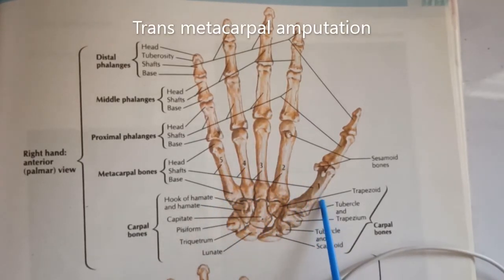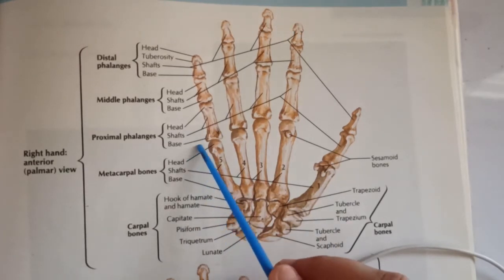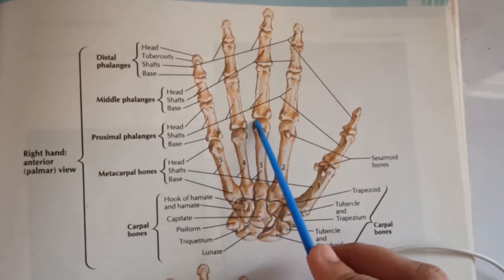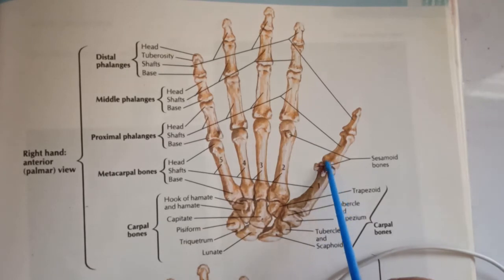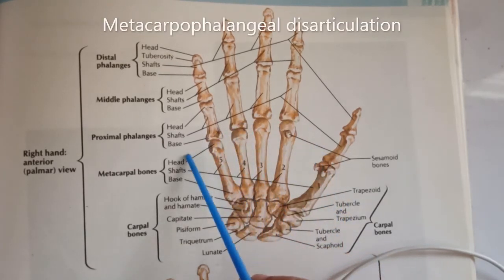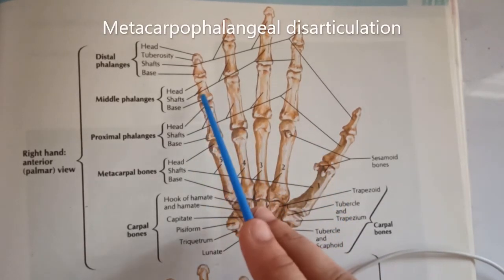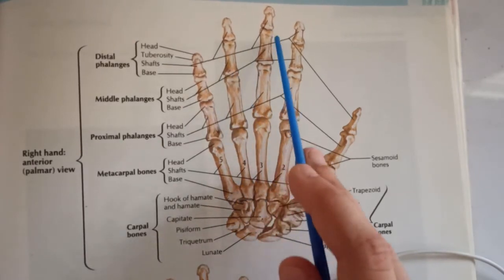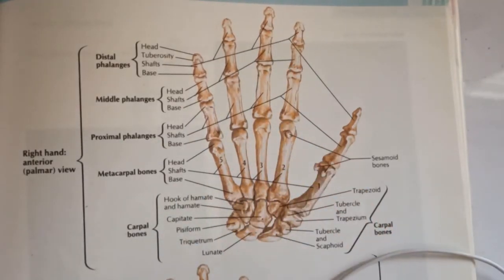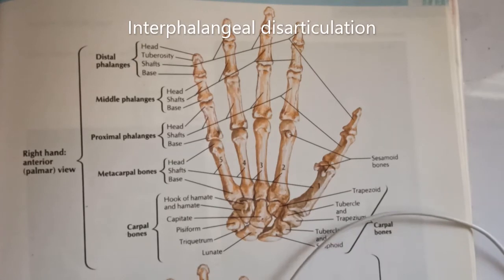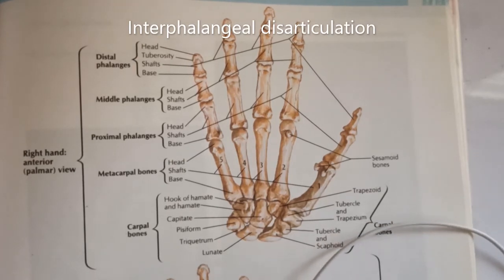transmetacarpal amputation. Then we can do amputation through these metacarpophalangeal joints, so it is called metacarpophalangeal disarticulation. Then we can do amputation at these interphalangeal joints, so it will be called interphalangeal disarticulation or phalangeal amputation.